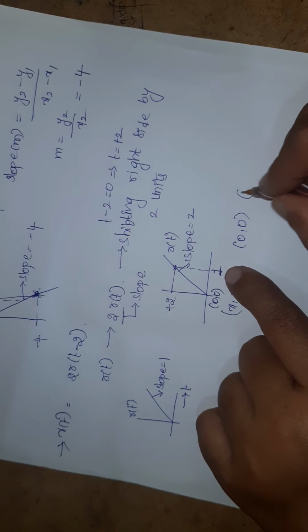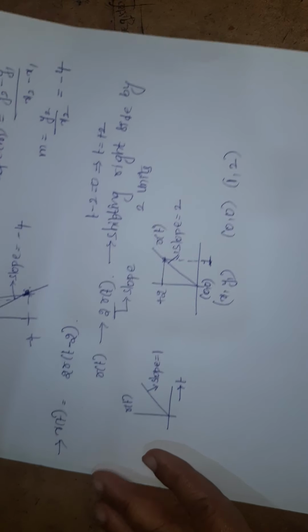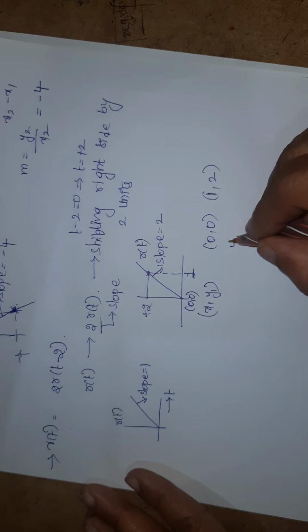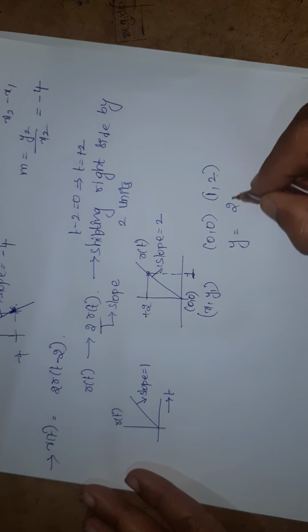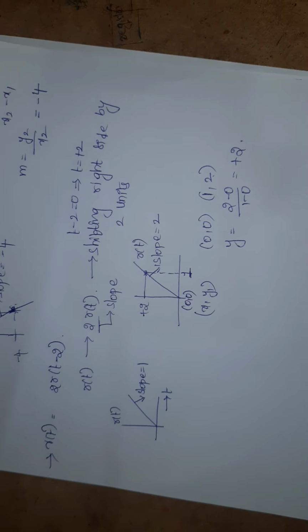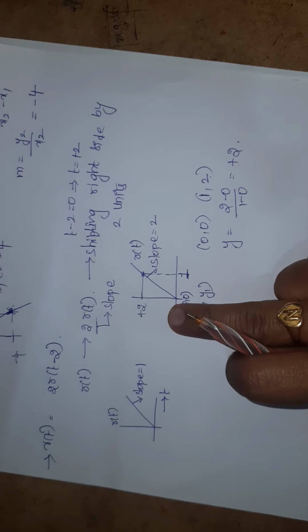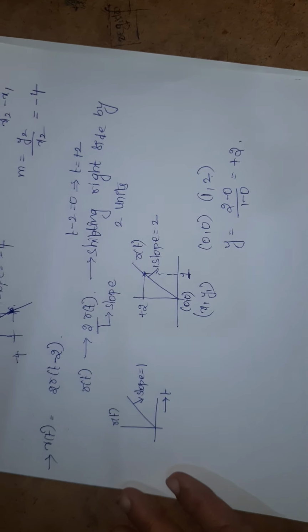Now x2 is 1, y2 is 2. To get the positive slope, what is the formula? y2 minus y1 by x2 minus x1. You will get plus 2 slope only. So to do that, you just consider this.